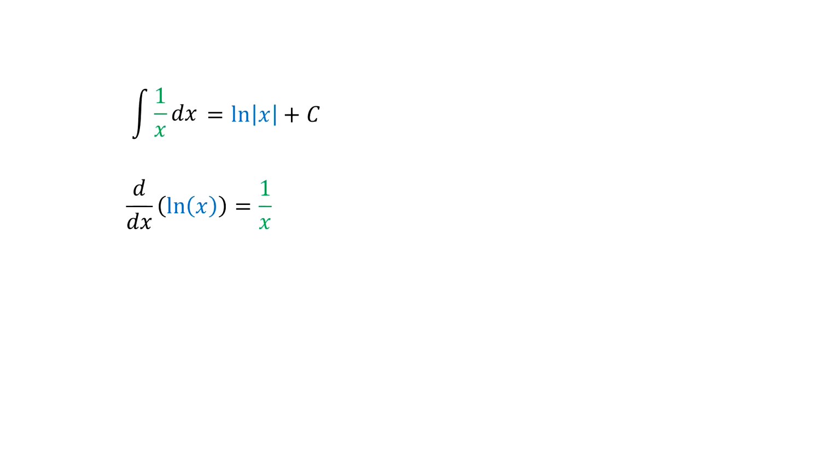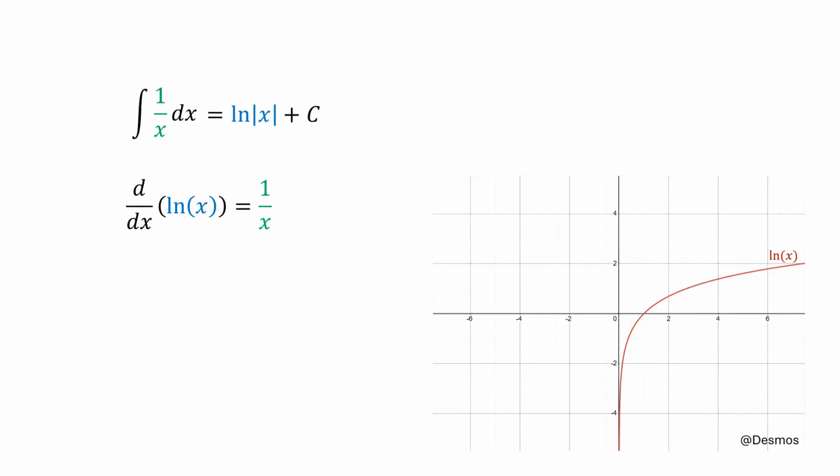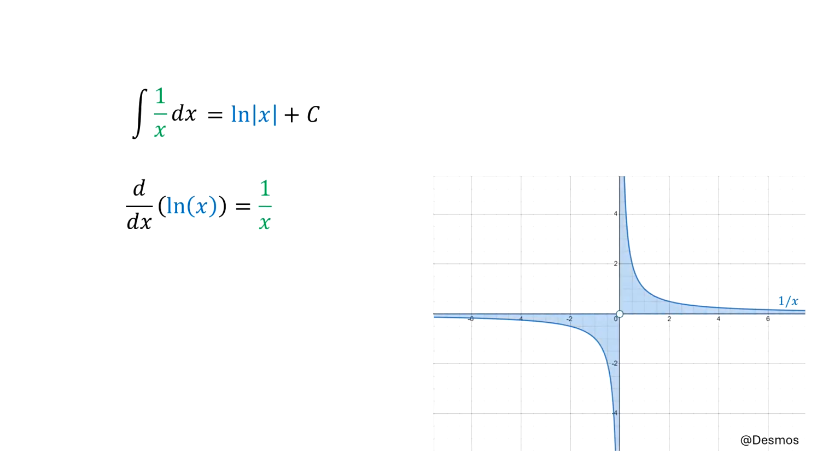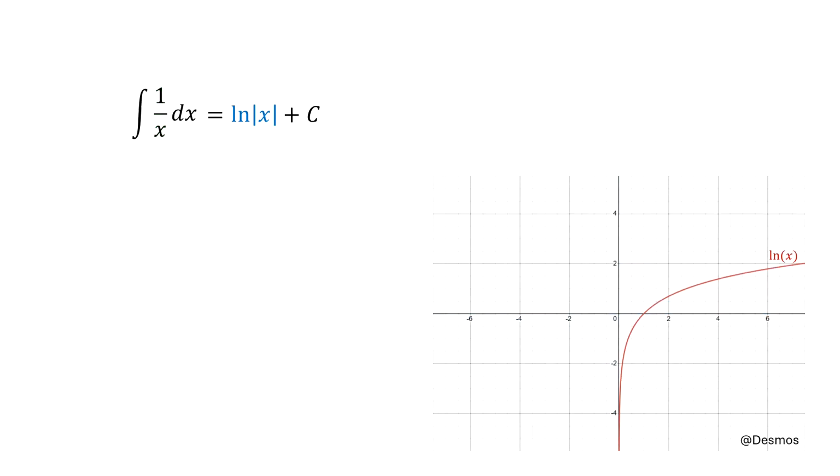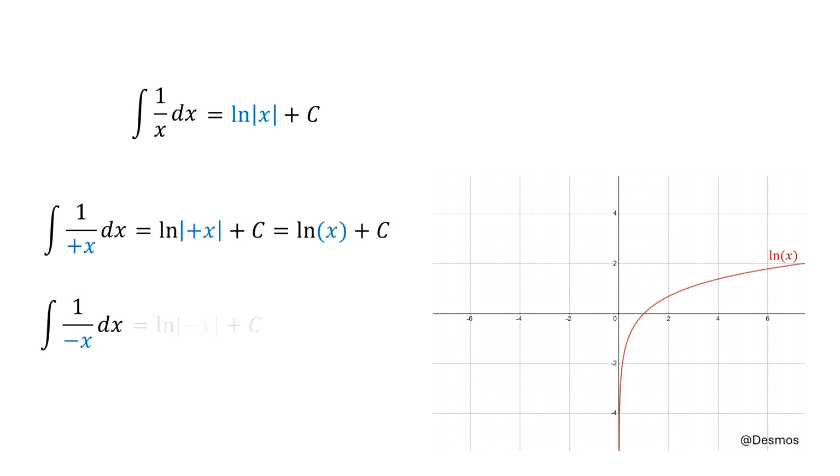But why do we use the absolute value in the result of the integral? It has to do with the domain of the function. When we calculate the derivative of ln of x, we assume that x is greater than 0, because the log is not defined for 0 or negative values. However, when we calculate the integral of 1 over x, the only restriction is that x is different from 0, since it's in the denominator. To make sure the log is always defined in the result, we use the absolute value. This guarantees the argument of the log is always positive, regardless of whether x is positive or negative.